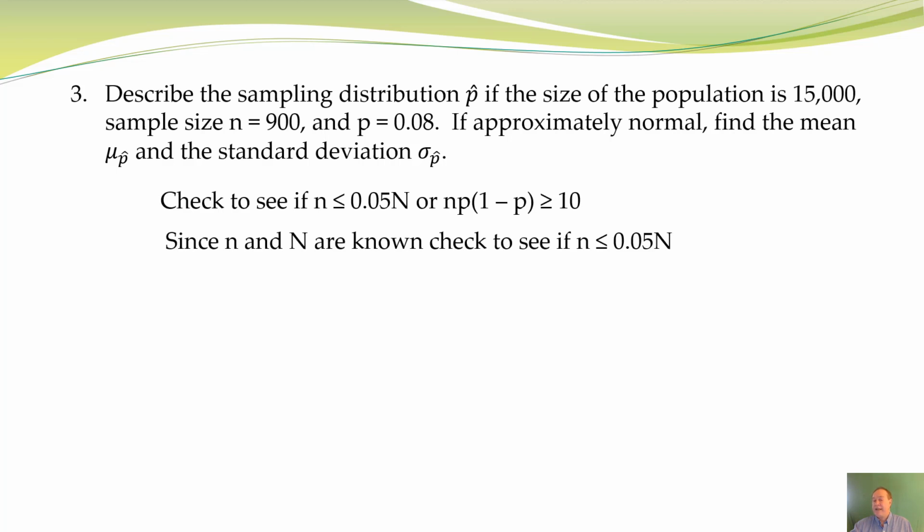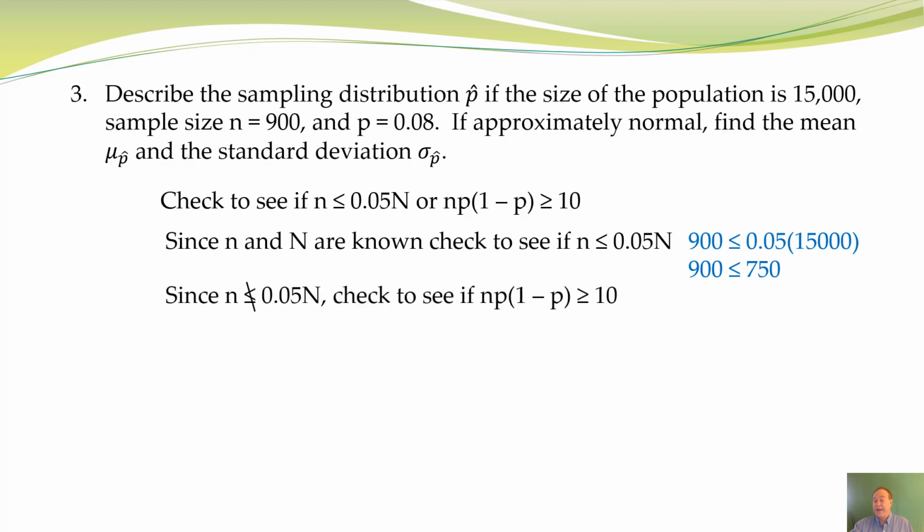So, since the sample size and the population size are known, let's check to see if the sample size is less than 5% of the population. Well, if we substitute numbers in, we see that 900 is less than or equal to 750. Well, we know that n is not less than 5% of the population. So since that failed, we don't stop.